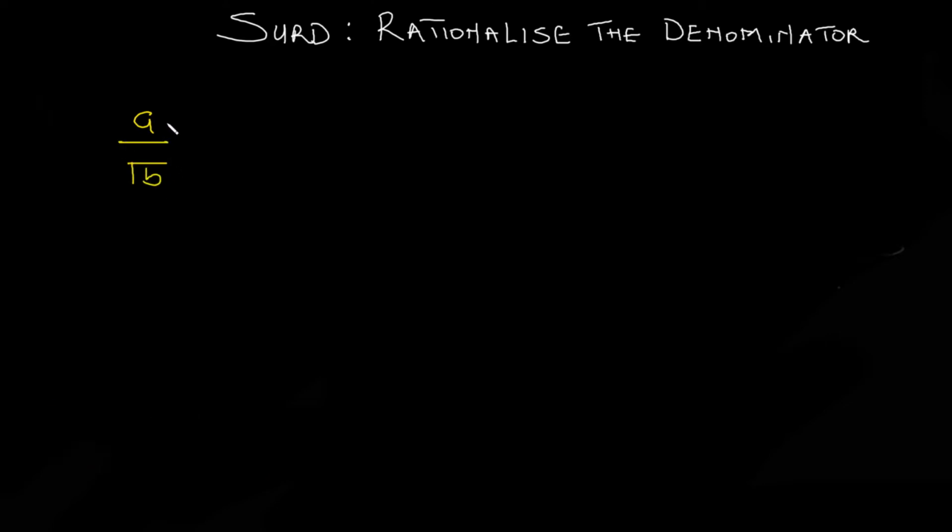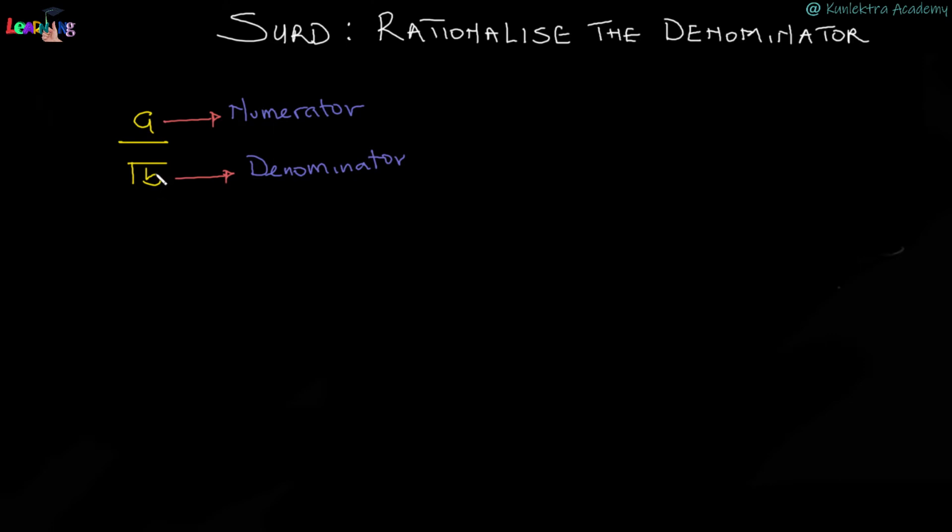Know fully that this is our numerator, and this is our denominator, which is carrying a surd. If you have a fraction like this where the denominator is a surd, the best way to evaluate that is to rationalize.